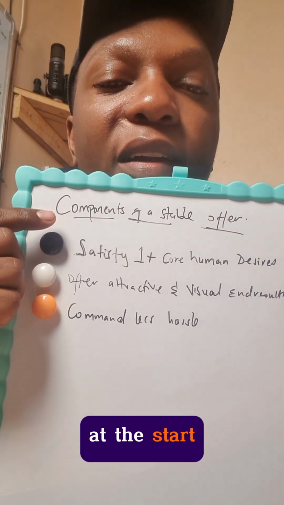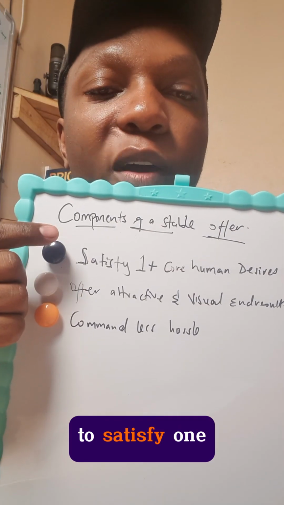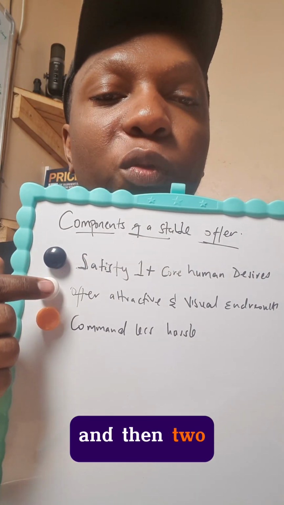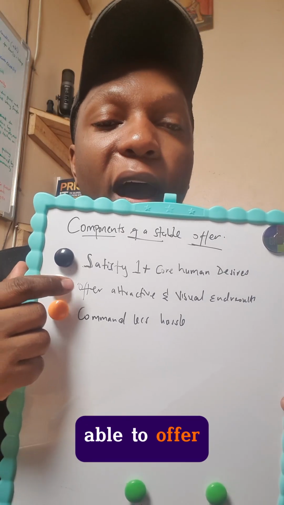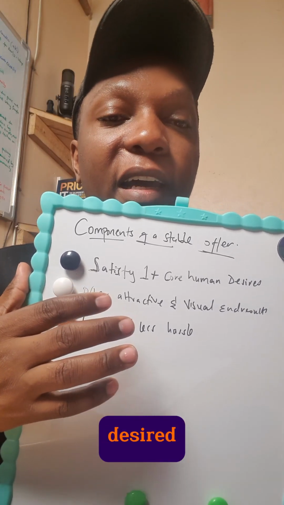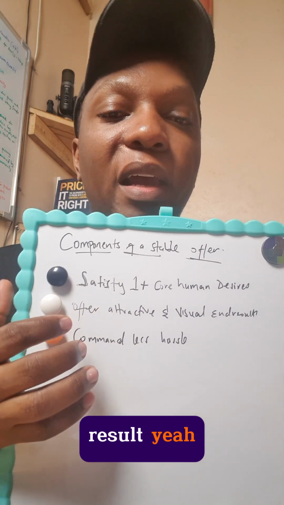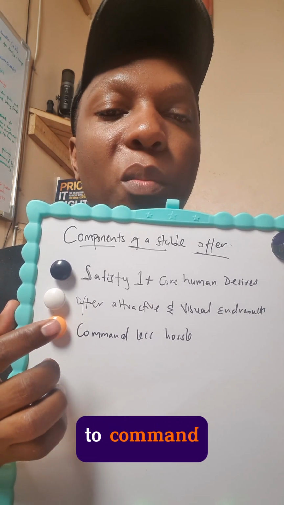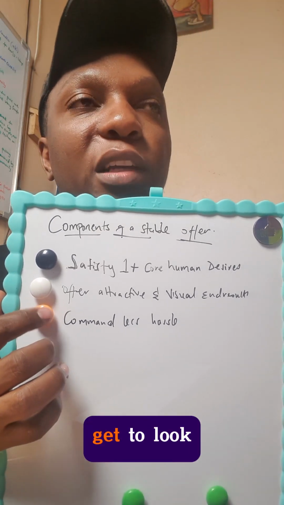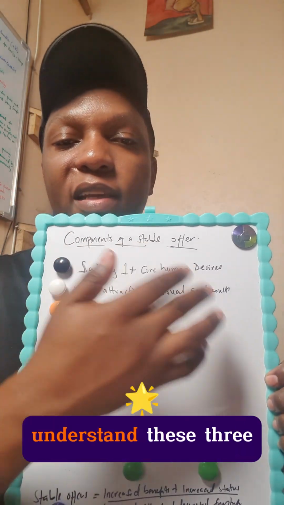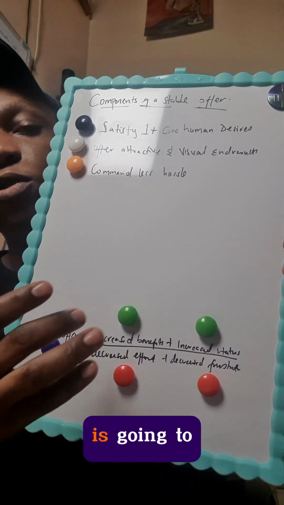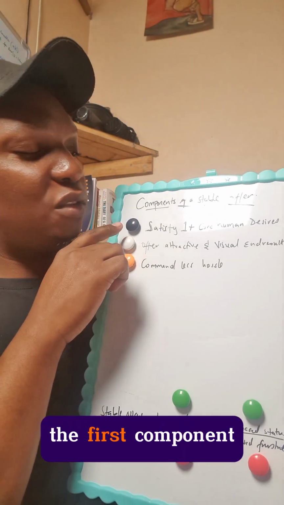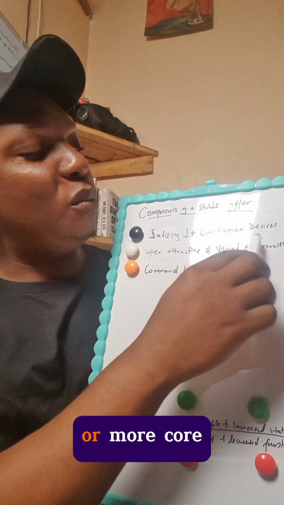At the start, one, they should get to satisfy one or more of the core human desires. And then two, they should be able to offer an attractive and desired visual end result. And then three, they should have the capacity or the ability to command less hassle. So let us look at all these, because when you understand these three, then this equation is going to make complete sense to you. So let us start by addressing the first one. The first component being able to satisfy one or more core desires.